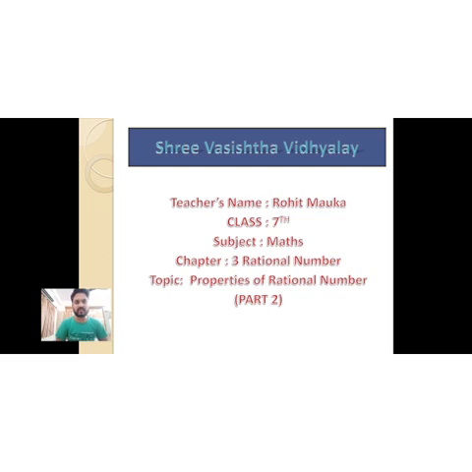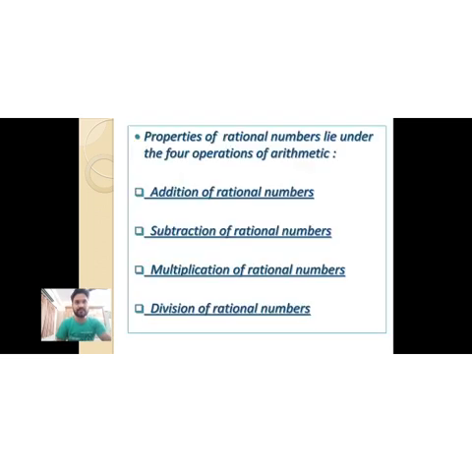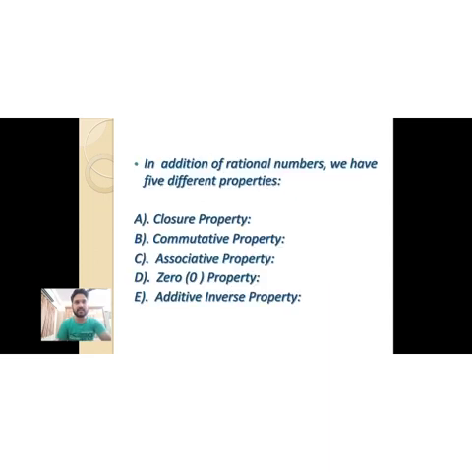Rational number. In this part, we are going to study the properties of rational numbers, addition and subtraction. Both the addition and the subtraction property. As we know, how many properties are there? Total 4: addition of a rational number, subtraction of a rational number, multiplication of a rational number, and the division of a rational number. So today in this revision we are going to study the addition of a rational number. In addition of a rational number, we have total 5 different properties.